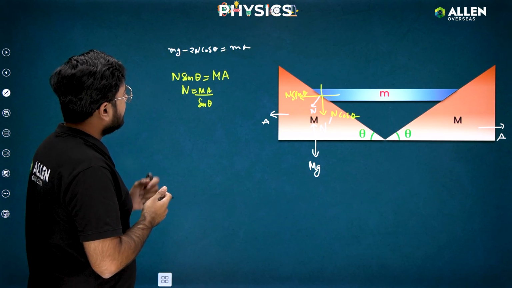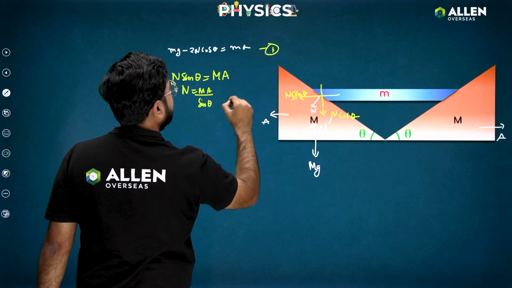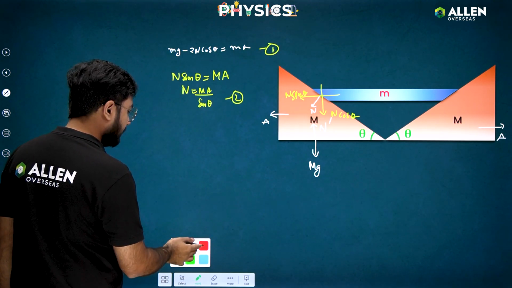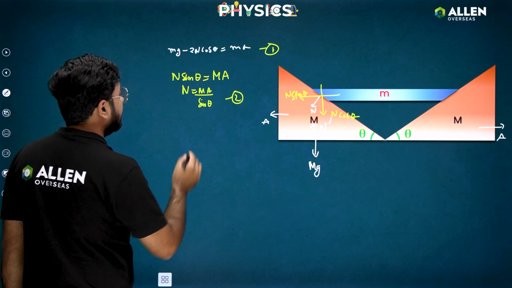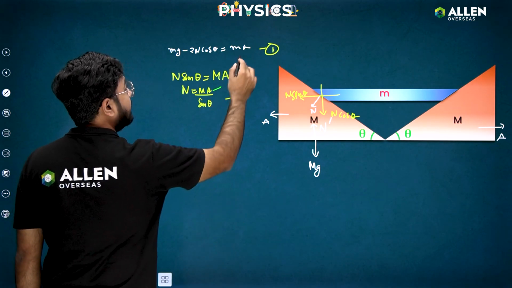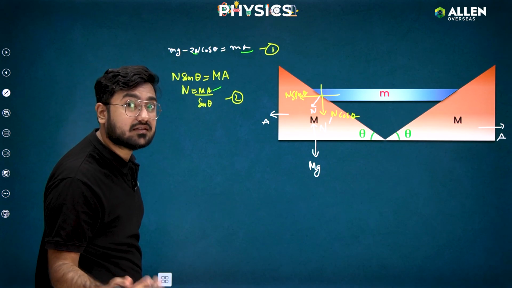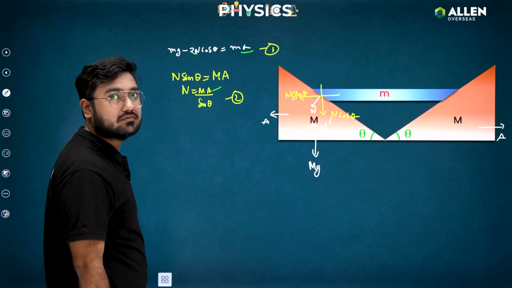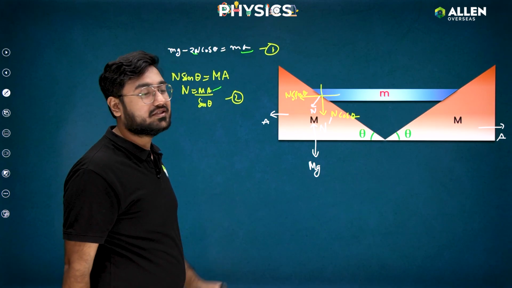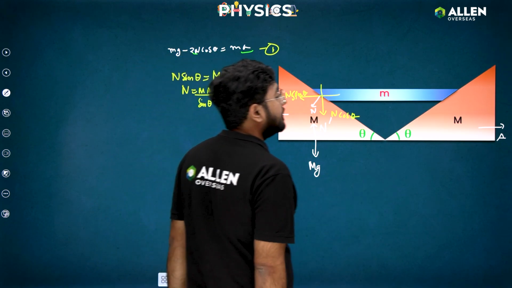Now, if we talk about these two equations, this is the first equation, this is the second equation. How many variables are there? Count how many variables there are. There is capital A, there is small a, and there is N. How many equations do we have? 2. Getting the problem? How to get the third equation? Absolutely correct. That is the wedge constraint.